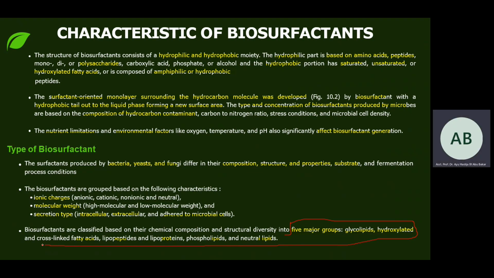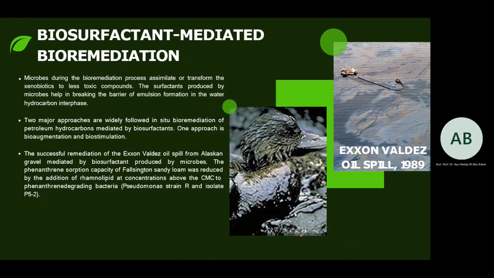This one you need to know, the 5 major groups of the biosurfactant. In the textbook, they explain in detail each of these groups. But for our course, you don't need to explain. Okay? As long as you know the 5 major groups, what are they? Lipids, fatty acids, peptides, okay, protein. Any question so far?